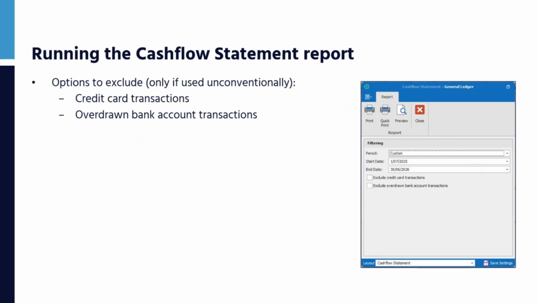When you go to run the report, you have some options that you typically get on the other reports in terms of the date range, etc. But then there's a couple of options for excluding credit card transactions and overdrawn bank account transactions, so transactions involving those account types. Essentially, that option is just there if you were using those account types in an unconventional sense, so using them for something they weren't intended for, you have the option to exclude those.